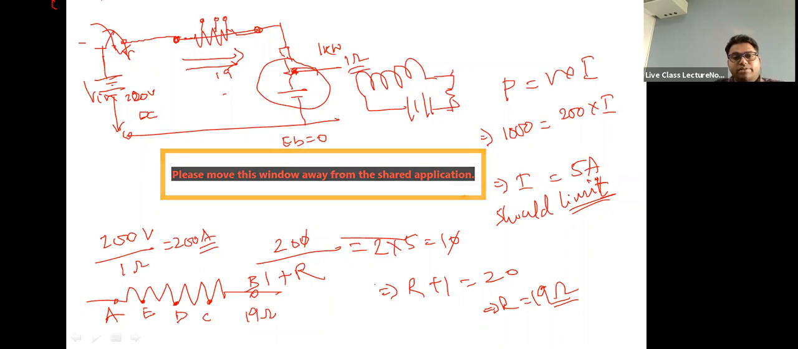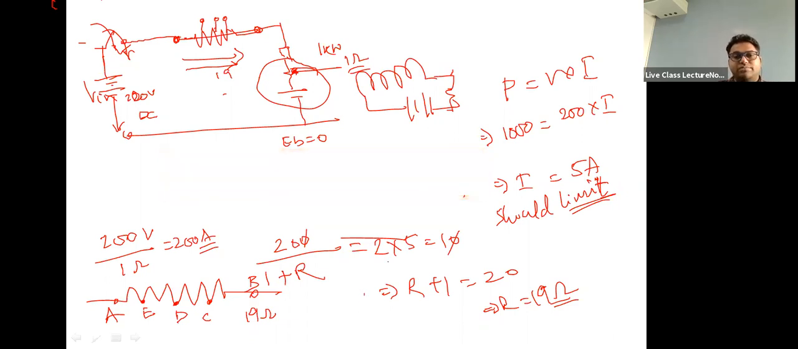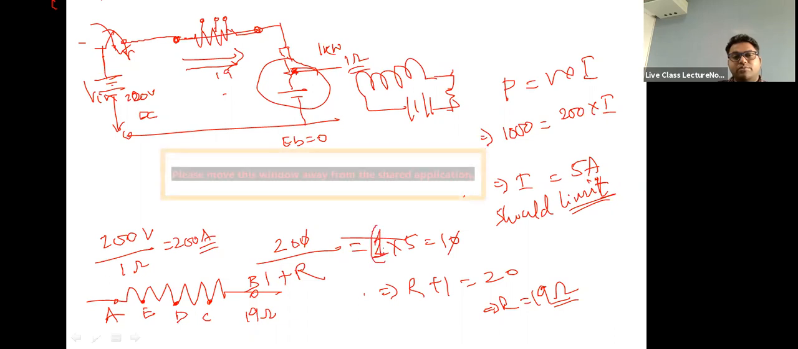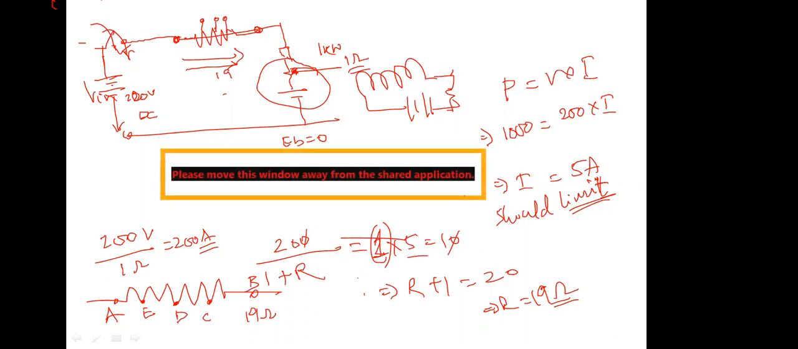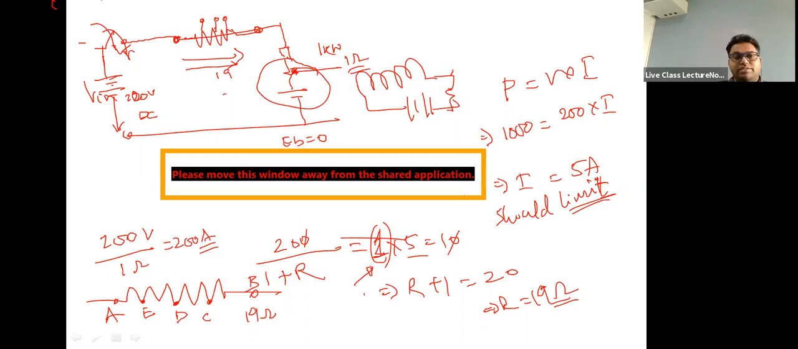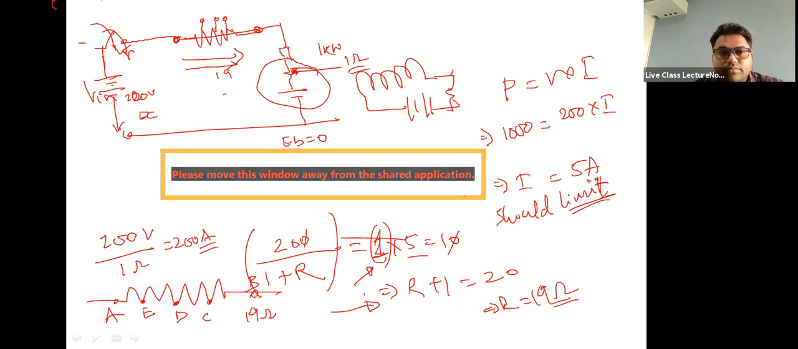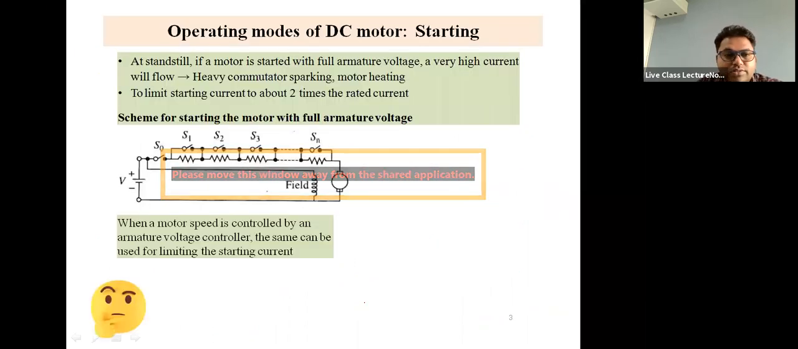So if you want to limit it to only the rated current, then this two will not be here. It will be one here now. So it is up to you how much you want to limit the initial starting current to. It is up to the engineer who is designing this. So this would be the fundamental principle of it. Hope you had a sense of it.